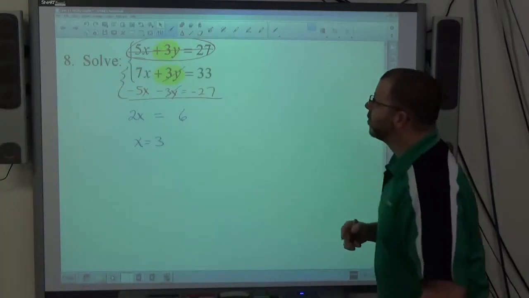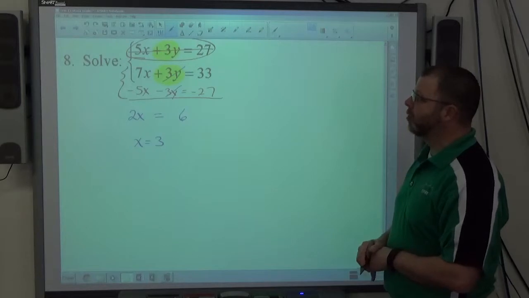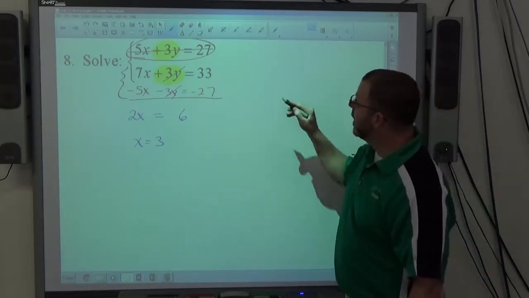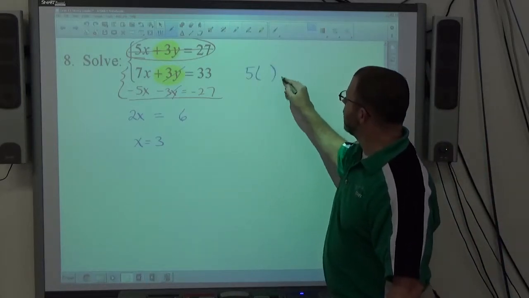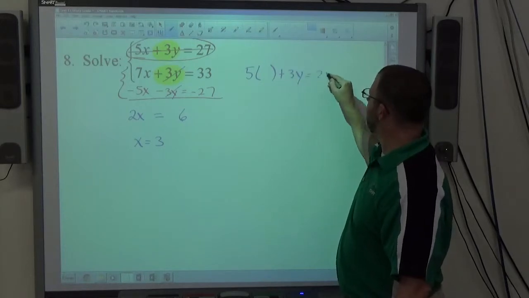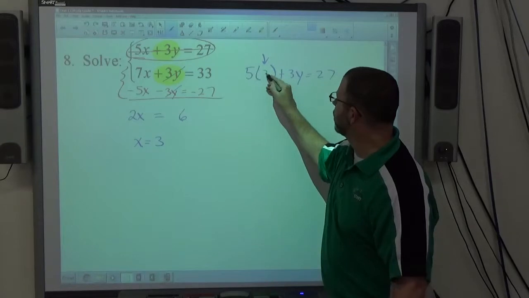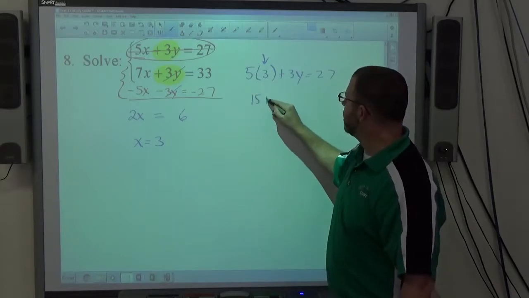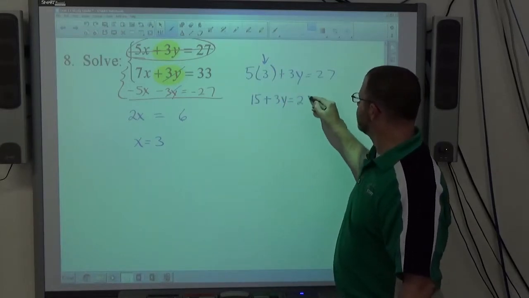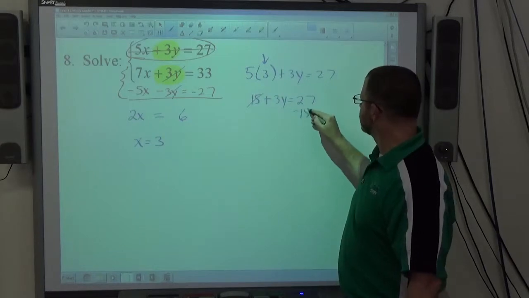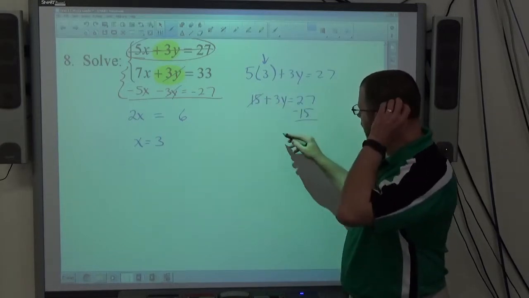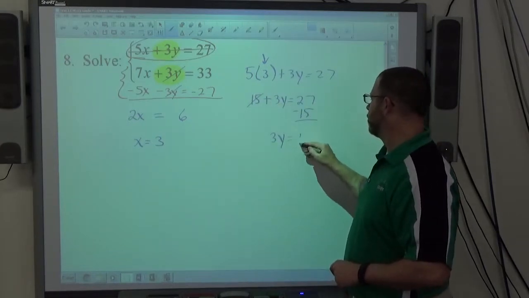Once I know what x equals, I go back to either equation, doesn't matter which one. I like the very top one. It says 5x plus 3y is equal to 27. I know x, I do not know y. X equals 3, so I put a 3 right there. 15 plus 3y is equal to 27. We move the 15 across, change the sign. It gets me 3y is equal to 12.